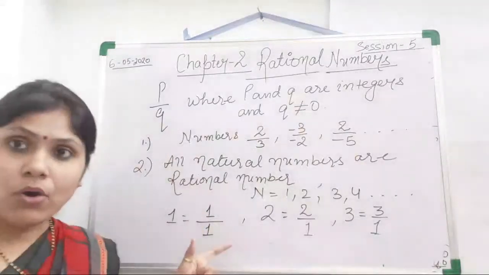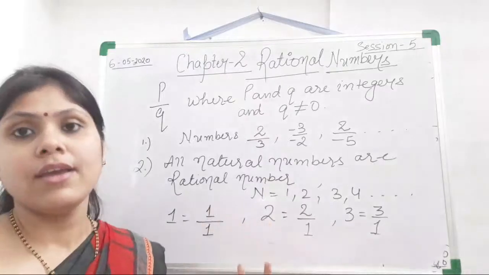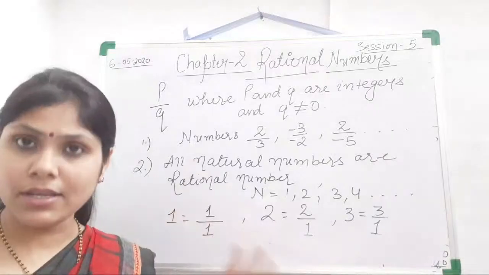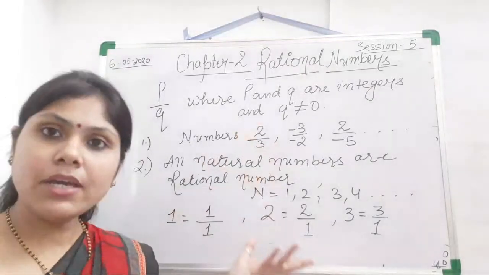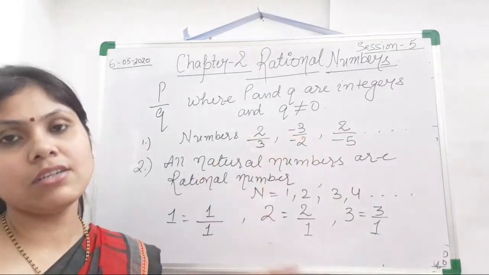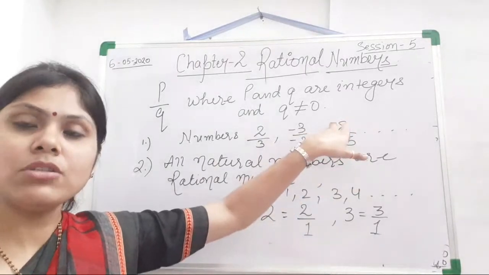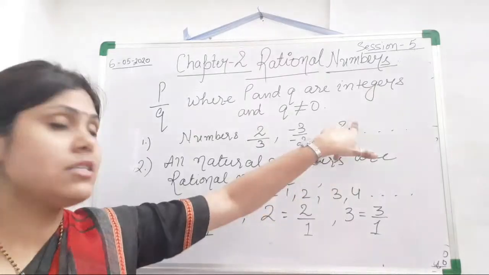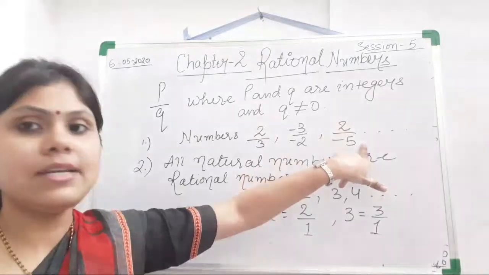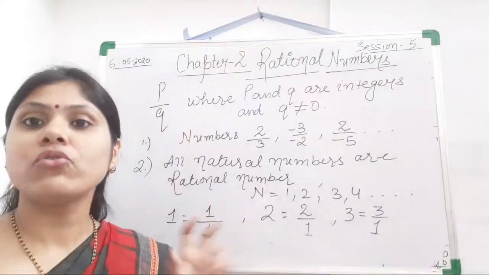I have given you examples. 2 upon 3: 2 is a positive integer and 3 is also a positive integer, so this will be a rational number. Minus 3 upon minus 2, both are negative integers, so it is a rational number. 2 upon minus 5: the numerator is a positive integer and the denominator is a negative integer. These all are rational numbers.